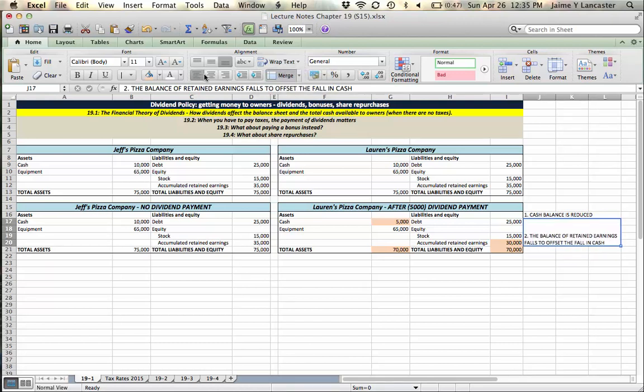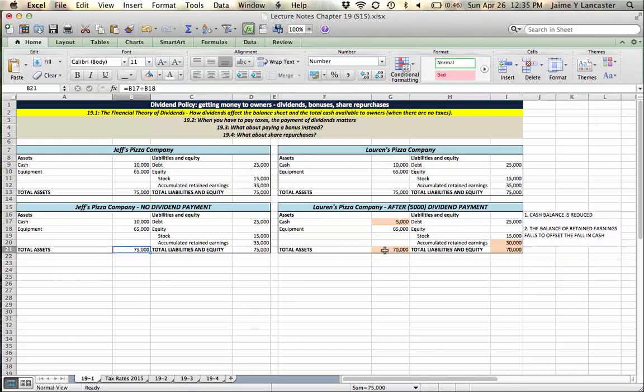Okay, we got it. So now we've got two firms. These same two firms now have reduced assets and reduced liabilities and equity. Is that important? Does that matter? Well, it matters for two reasons. One is that we want to see if it's going to impact the amount of money that either owner can take out of the business. And it also will matter if it changes the value of the business.